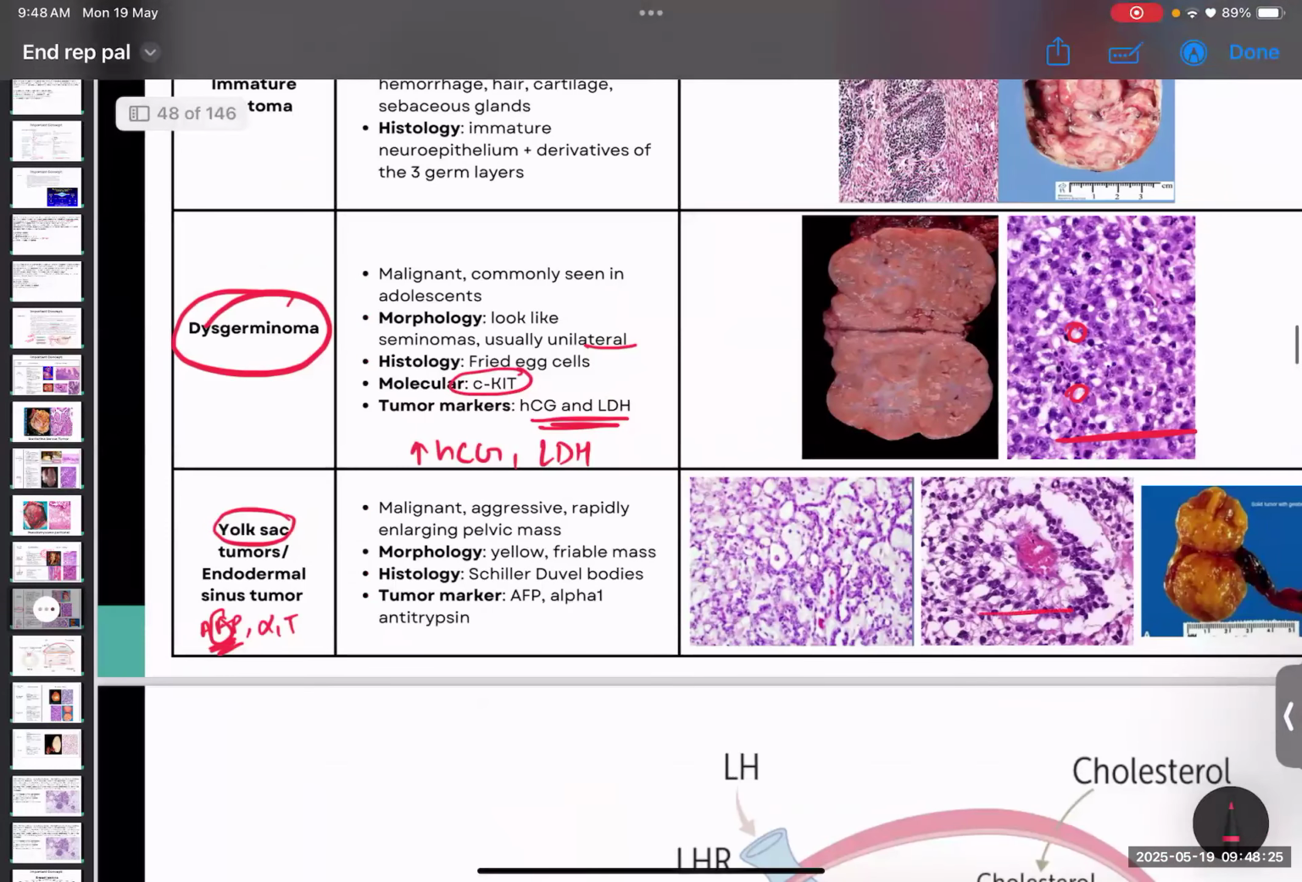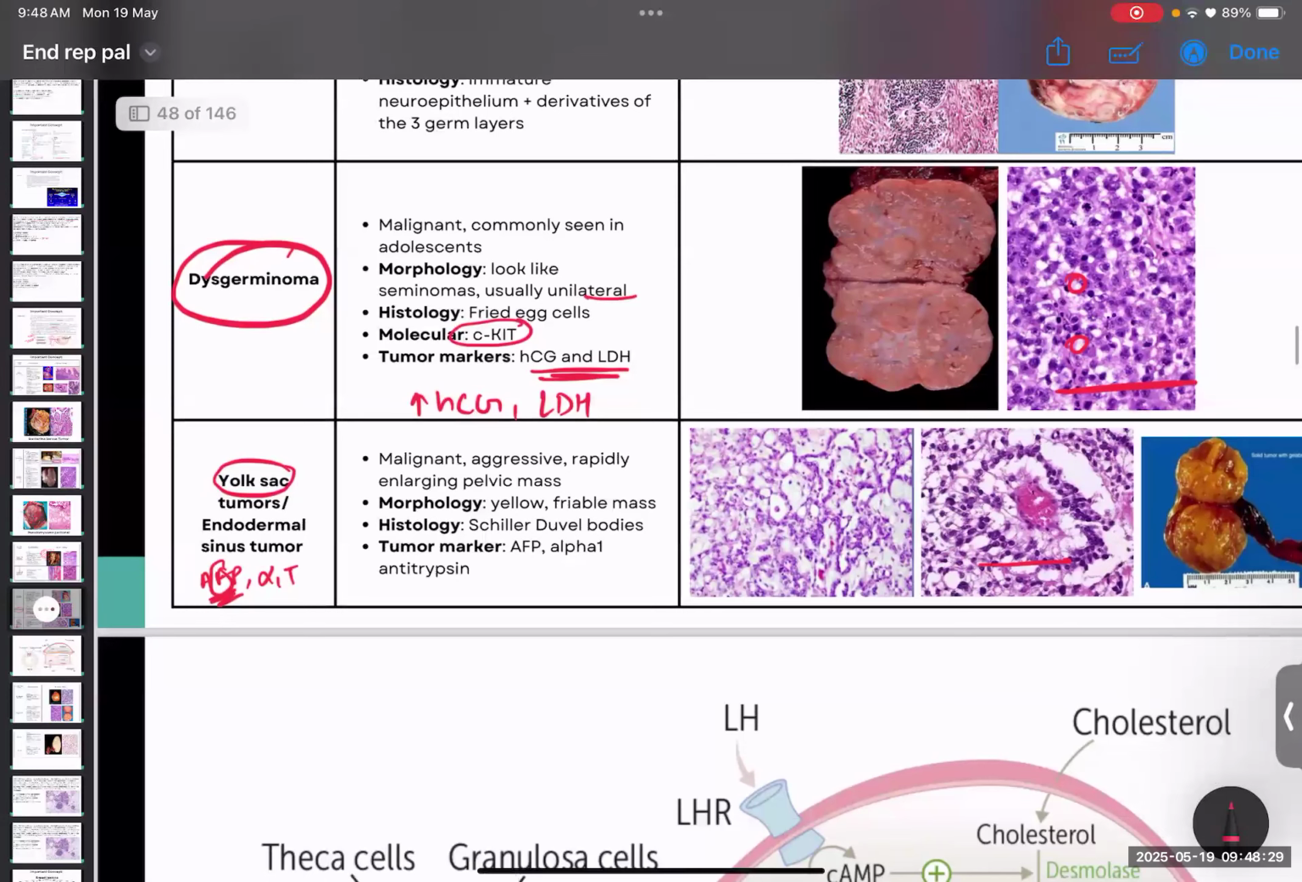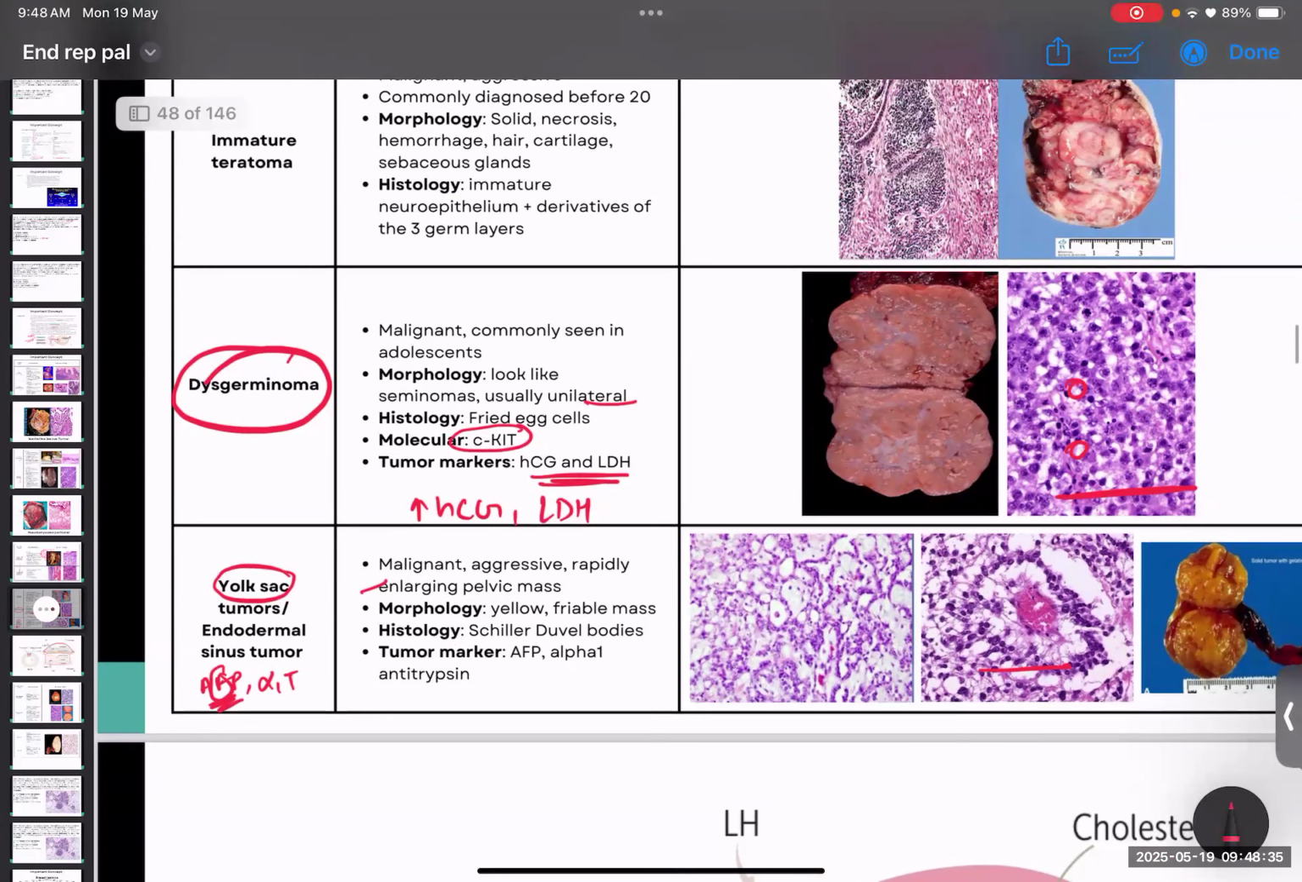And remember Schiller-Duval bodies, yeah. This one's malignant and also very much aggressive, and is going to present with a rapidly enlarging pelvic mass, whereas dysgerminomas are usually seen in a much younger population, but they're also very much malignant.